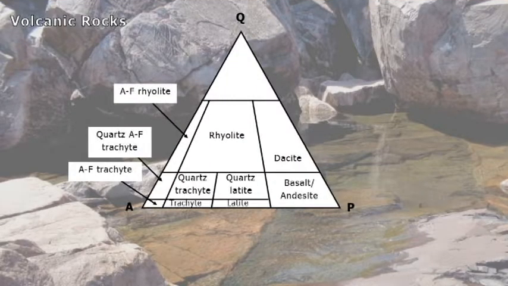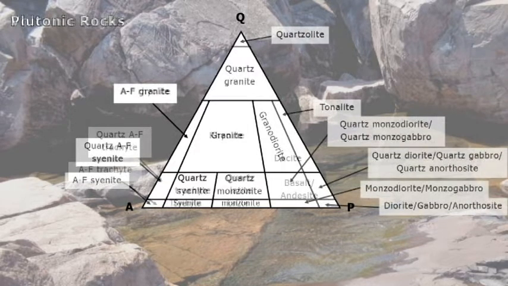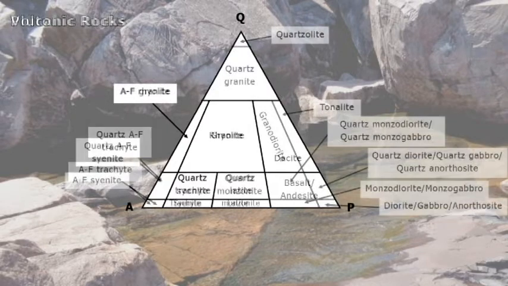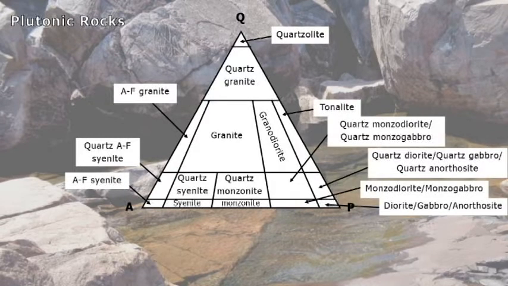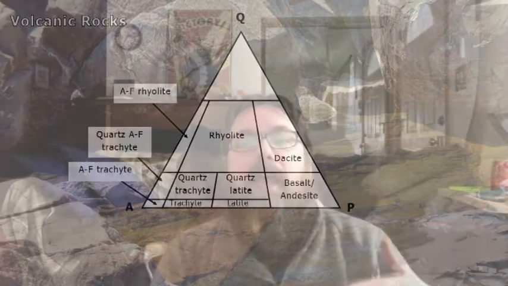So here's the names, okay? And as you can see here, rhyolite pretty much falls where granite does. Dacite would be your tonalites and granodiorites. Your trachytes are your alkali feldspar syenites. Your latites are your monzonites. So you can see that it's very similar. And those things all translate. And your basalt and andesite, well, basalt would be gabbro in plutonic, and andesite would be a diorite in plutonic. So you have equivalents. And notice there's only two. There's no third one because anorthosite has no volcanic equivalent.